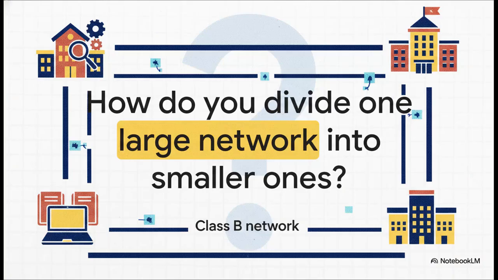But what happens when that system isn't flexible enough? Let's say you're a big university, and you have a whole Class B network. That's like owning an entire city block. But you want to split it up into smaller private networks for different departments, like engineering, the library, and so on. How do you do that?